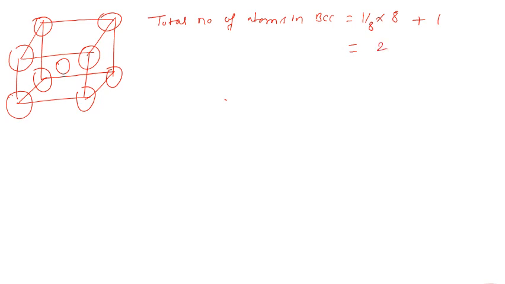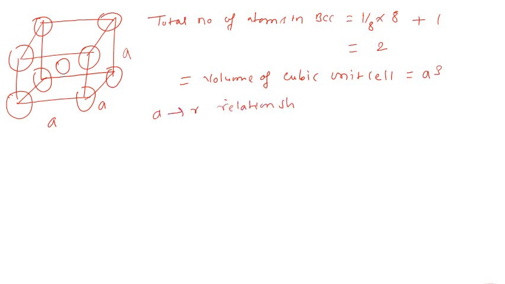Now we will go for calculating the volume of a cubic unit cell. So volume of cubic unit cell is equal to a cube. Now let us calculate the a to r relationship for BCC system.